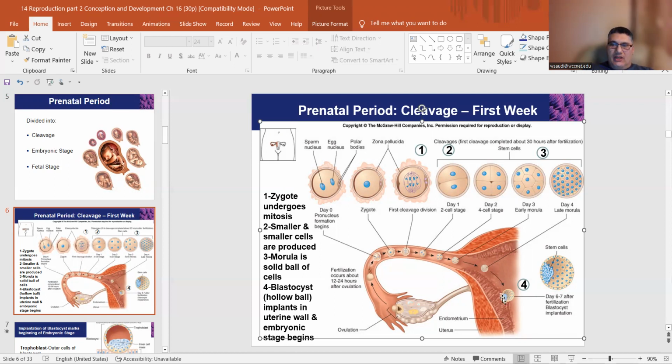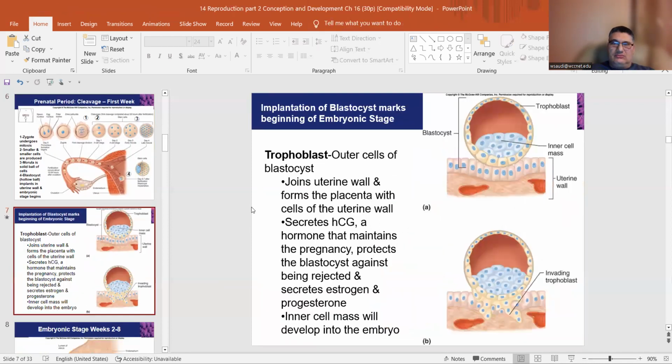The morula, like at day 4. At day 6 or 7, the morula will become blastocyst, which will implant, meaning it will attach. And if you look at this, this is the blastocyst, this is the inner mass, and this is the outer mass. The outer mass is the one that's going to invade. We call that the trophoblast. And this will become the placenta.